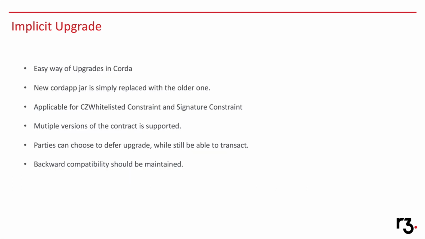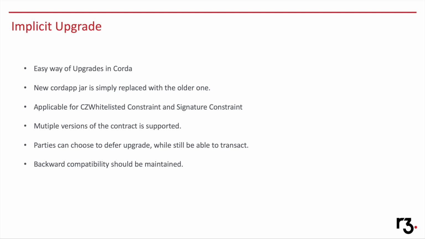Implicit upgrade, on the other hand, is done by simply replacing the old contract jar with a new one and restarting the node. This allows multiple versions of the contract to coexist at the same time in the Corda network. This also allows parties to defer the upgrade if they are not ready to perform the upgrade for some reason. While implicit upgrade seems very easy, developers must ensure to maintain backward compatibility for smooth functioning of transactions. For example, any new fields introduced in the state should be marked as nullable so that the old issued state could be deserialized properly.